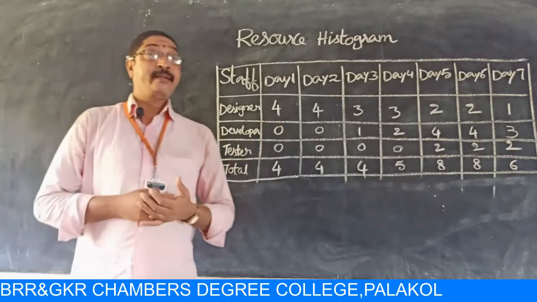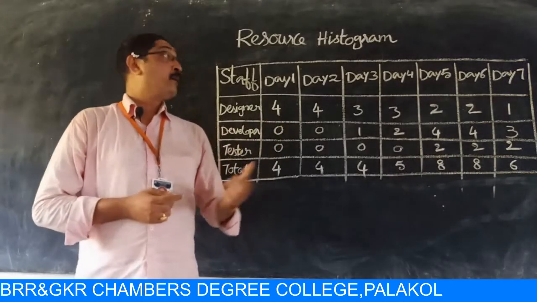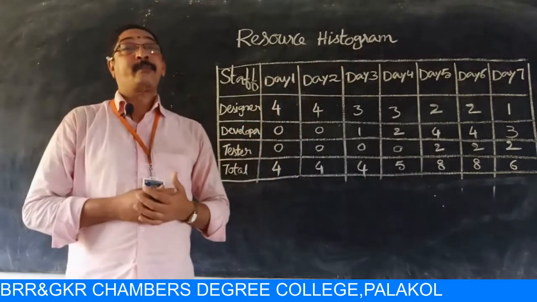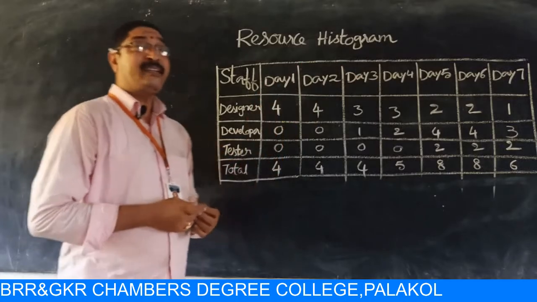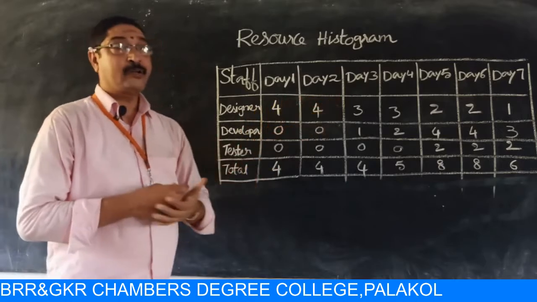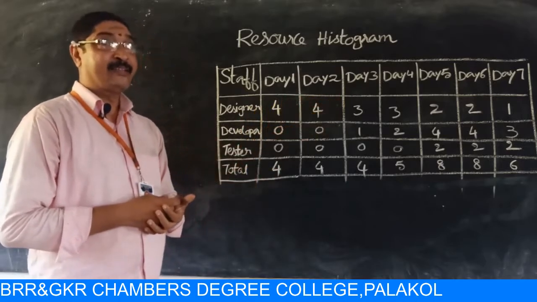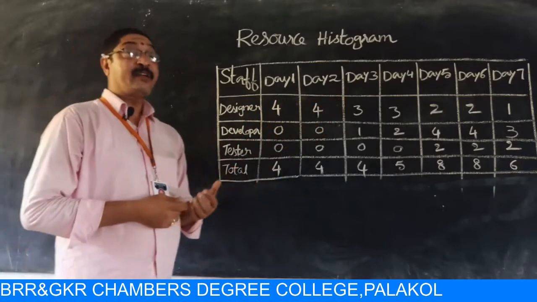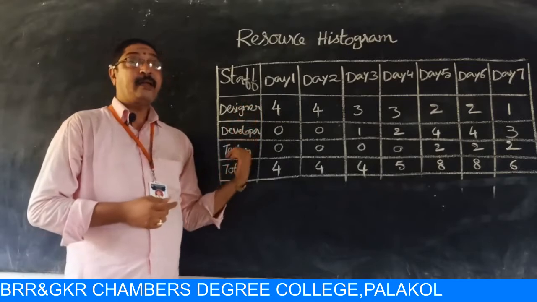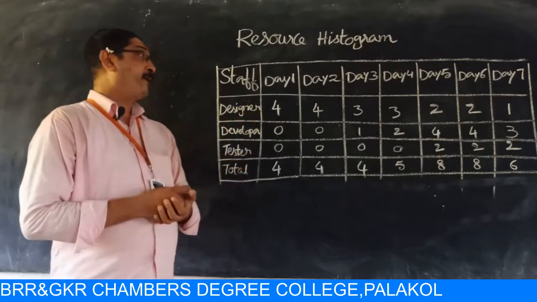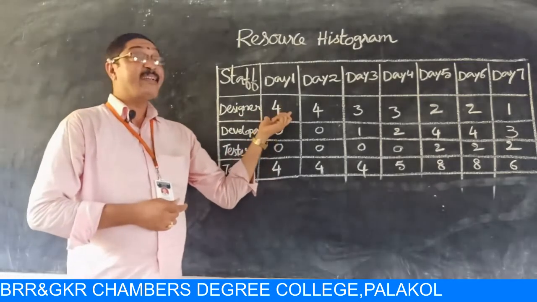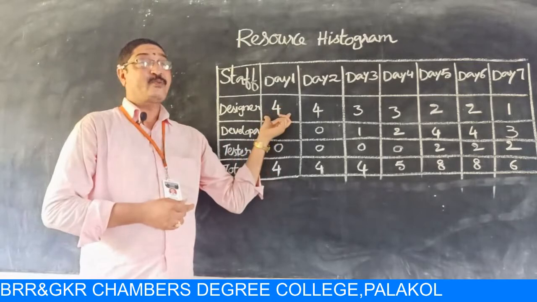In this example, I am trying to explain human resource planning with the help of a diagram. Please observe this. In this table, we planned 7 days of work, and we have taken 3 types of human resources: designer, developer and tester. For the first day, we allotted 4 designers.